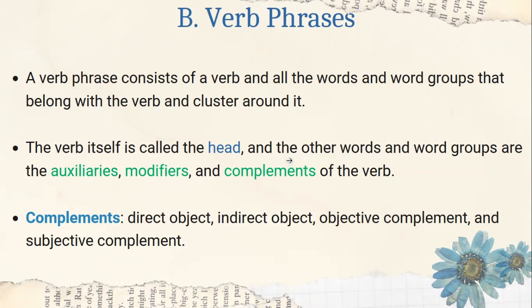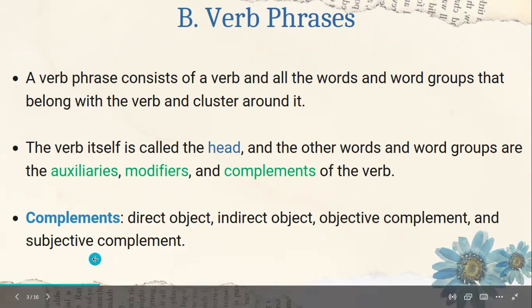And the other words that cluster around it are auxiliaries, modifiers, and complements of the verb. These are adverbs and adverbials, and complements of the verb. Complements encompass direct objects, indirect objects, objective complement, and subjective complement.